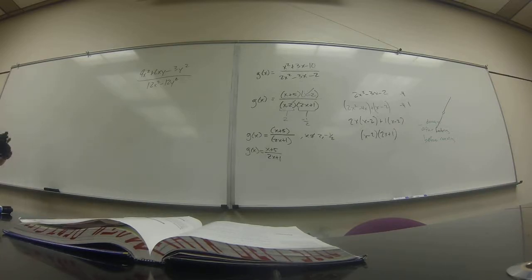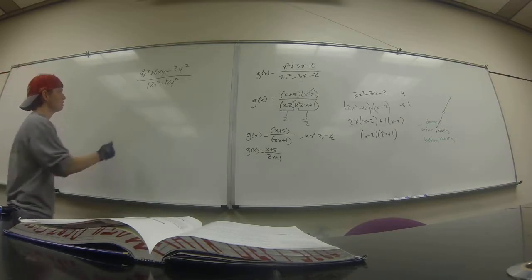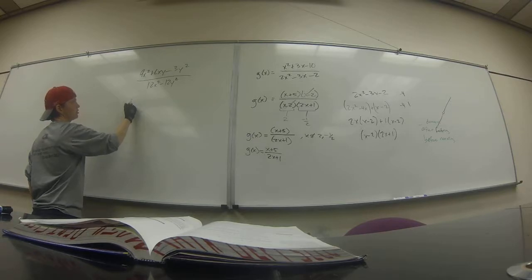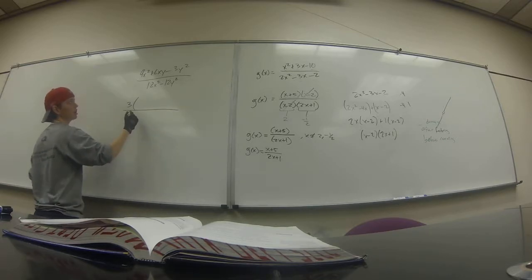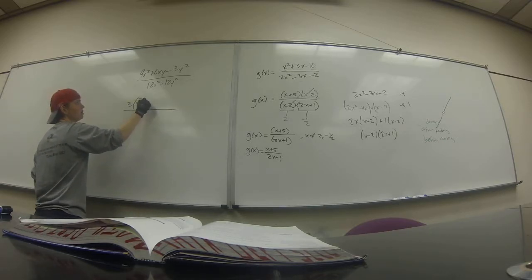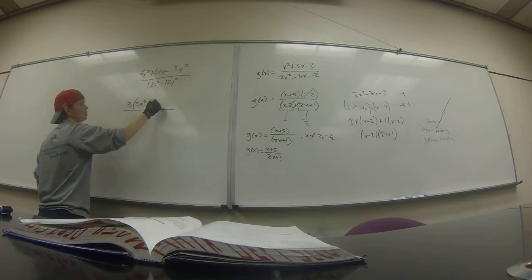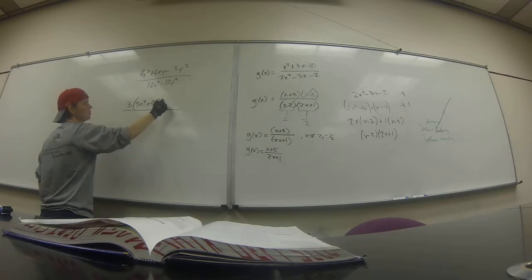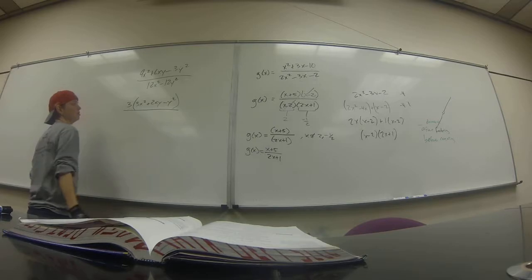So on the top, you guys said let's pull out a 3. Anything else come out? A 3 on the top and the bottom? Something bigger than 3 can come out on the bottom, 12 though. Alright, so on the top, if we pull out a 3, we get 3 times 3x squared plus 2xy minus y squared. Alright, and on the bottom, pull out a 12.